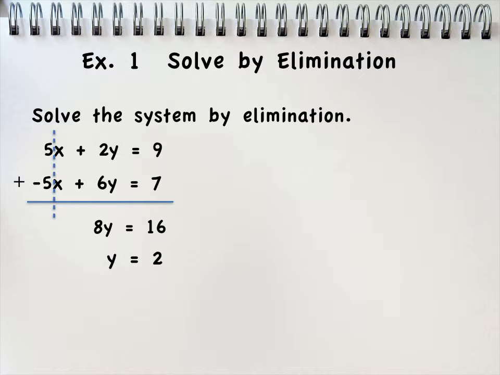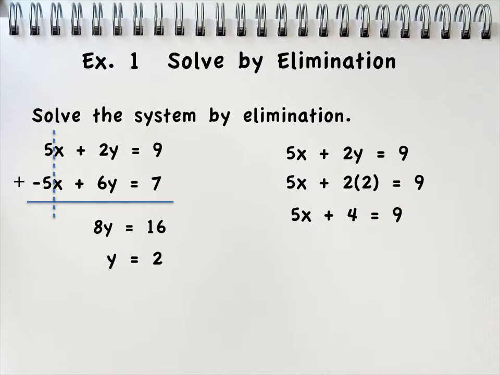Now I can use either equation that was given. I'll pick the top equation because it doesn't have any negative signs. I'll put the value of y equals 2 into that top equation. Now I'm going to do the math here. Multiply 2 times 2 to get 4 and rewrite my equation. I'm solving for x, so I'll subtract 4 from both sides. I want to undo multiply by 5, so I'll divide by 5 on both sides.